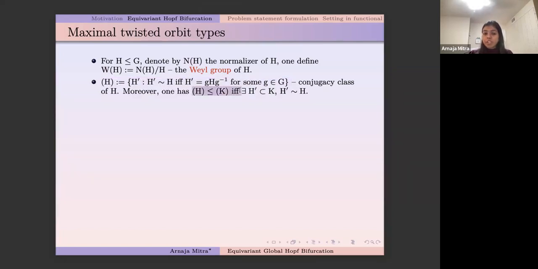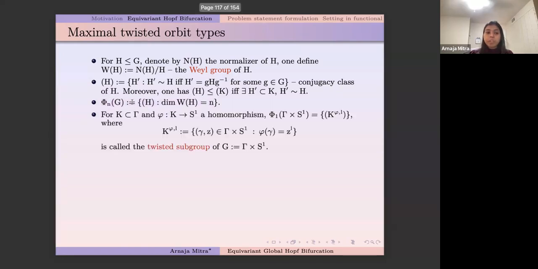So we can find a chain. And similarly, we can find out the maximal conjugacy class as well. And we can define Φ_n by the dimension of the Weyl group of H being n. So, we consider all such conjugacy classes by Φ_n(G).